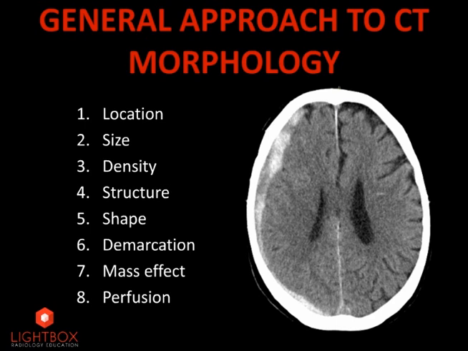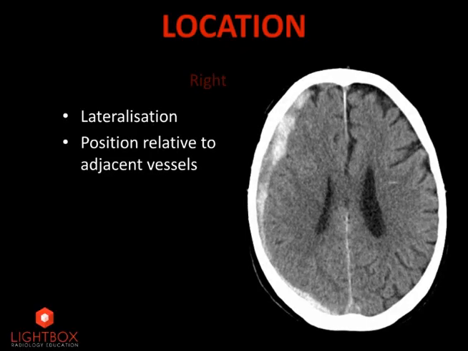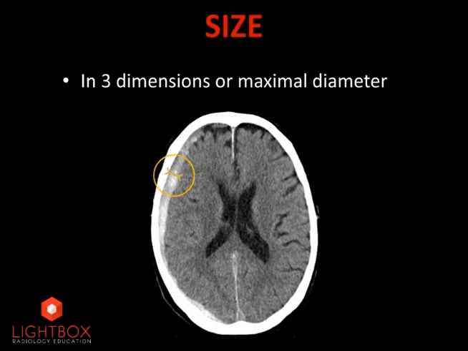When an abnormality is detected on CT, terminology for describing the morphological changes include location, size, density, structure, shape, demarcation, mass effect, and perfusion. Location refers to the side of the body and/or segment within the tissue of origin. All CT images are displayed with the patient's right on the left side of the image. Size can be measured in 3 dimensions: AP, transverse, and craniocaudal, or expressed as the maximal diameter in one plane.